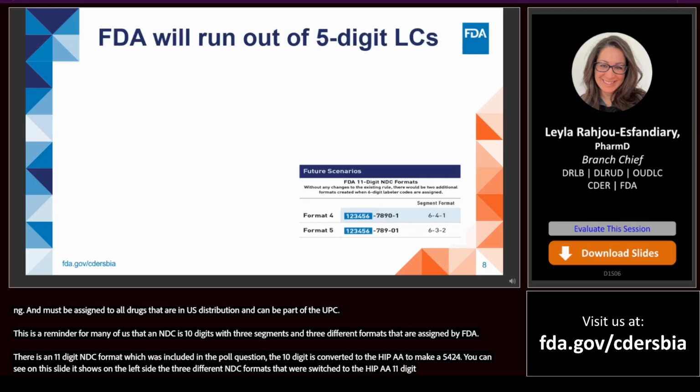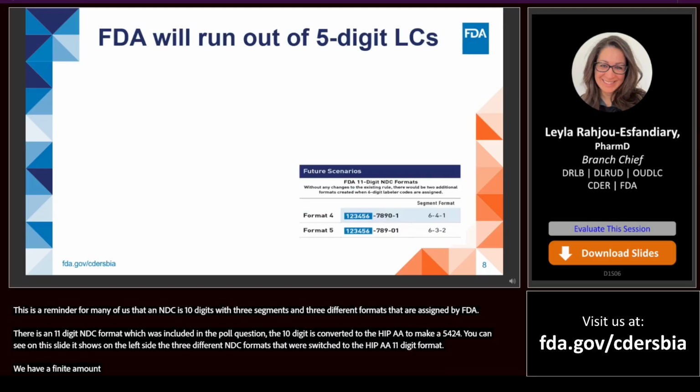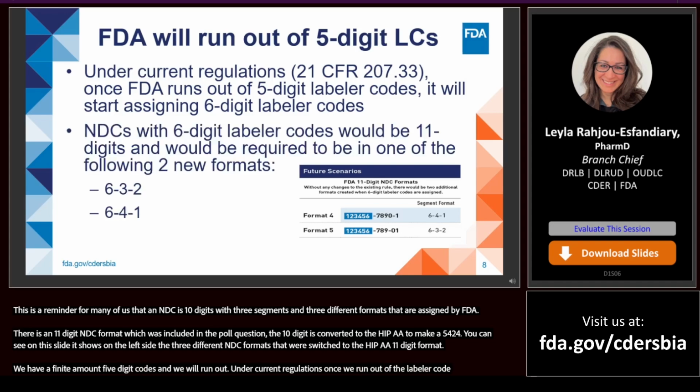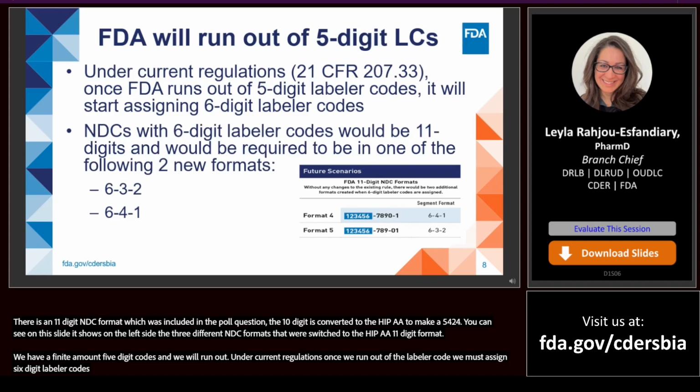So we have a finite amount of 5-digit labeler codes, and we will eventually run out. Under current regulations, once we run out of 5-digit labeler codes, we must assign 6-digit labeler codes. That will create an 11-digit FDA-assigned NDC and will introduce 2 new formats to the current formats of the NDC, the 6-3-2 and the 6-4-1.